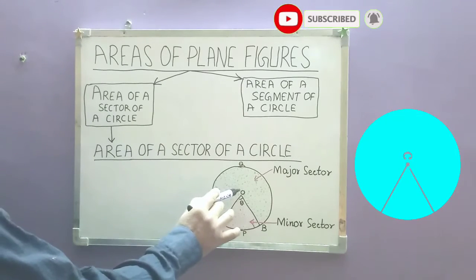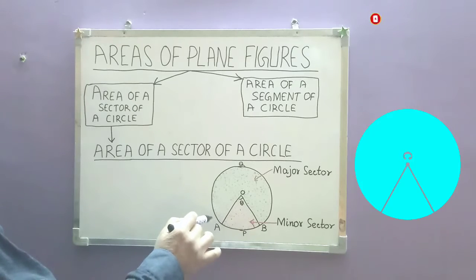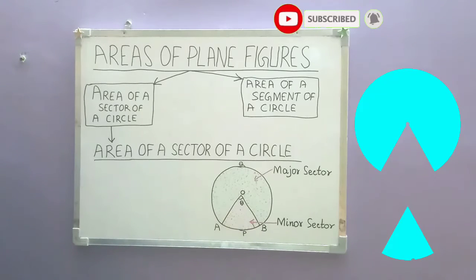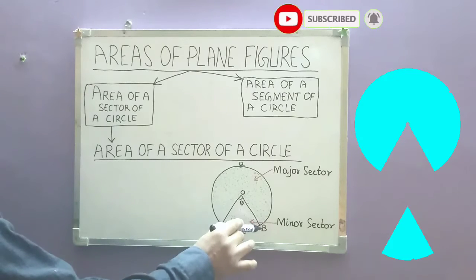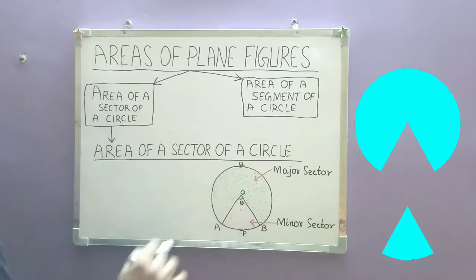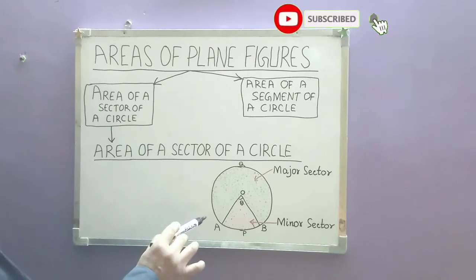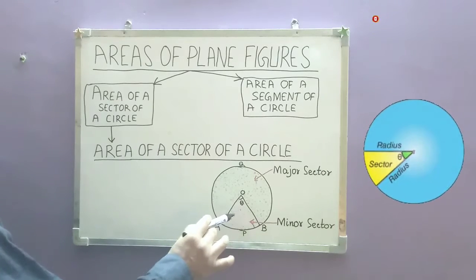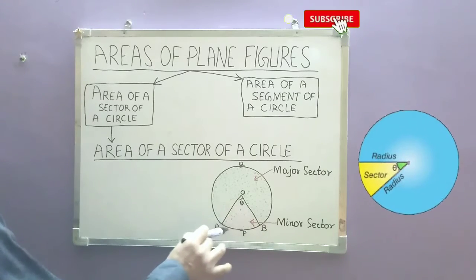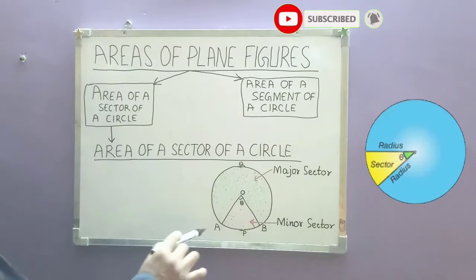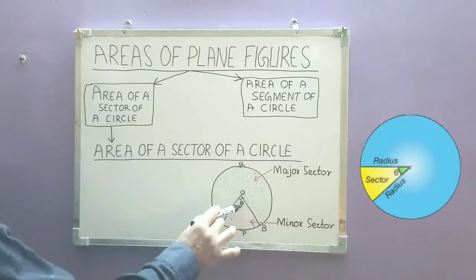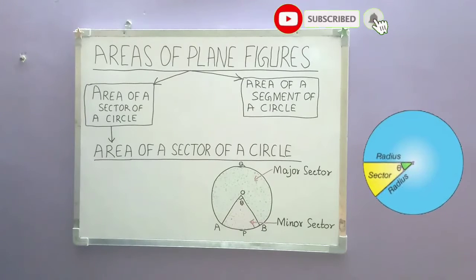Let A and B be 2 points on a circle with center O. Then OA and OB are the radii of the circle. A sector is the part of a circle which is enclosed by two radii and the corresponding arc. The angle formed by these two radii is called the angle of the sector. Here, theta is the angle of the sector.